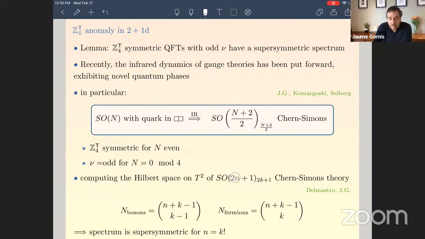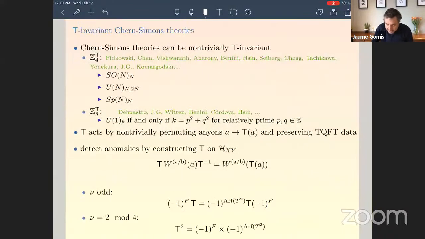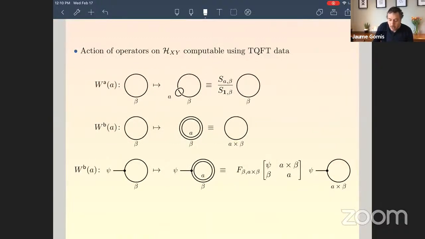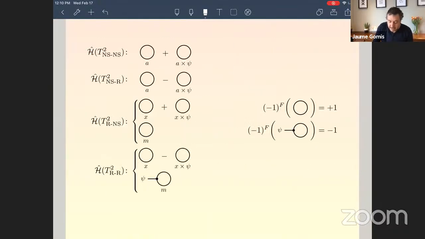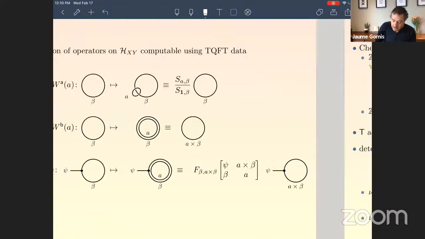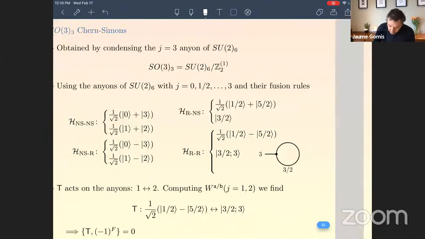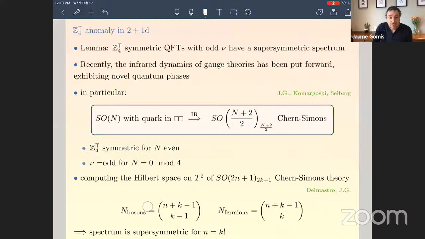Okay, so a more general one. So SO odd with odd level. And again, doing this is a bit of a complicated exercise. You need to essentially count how many states in the Hilbert space are bosonic and how many states are fermionic. Okay, so that's something that you can do, and you find that the number of bosonic states is this and the number of fermionic states is this.